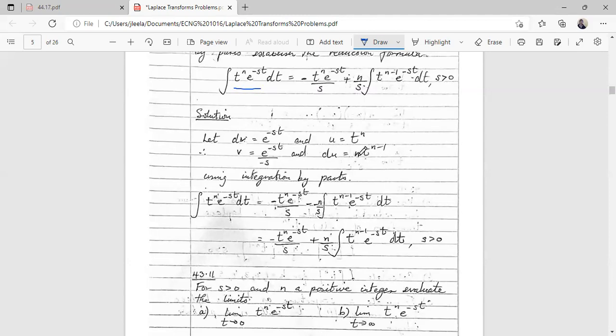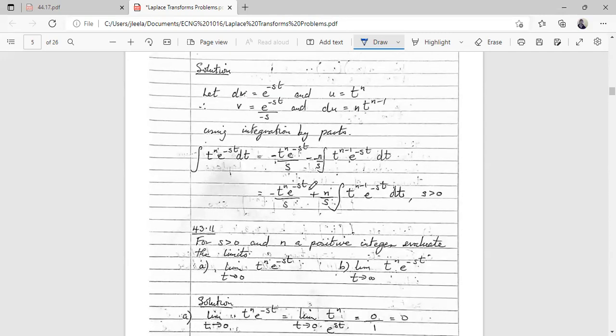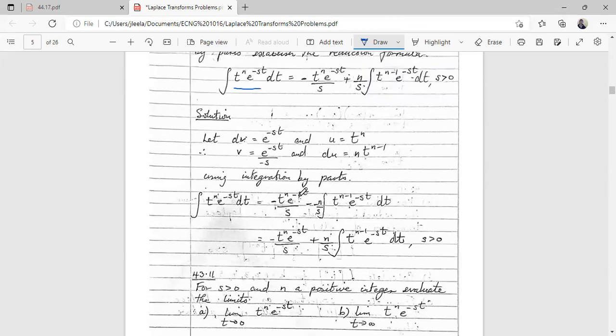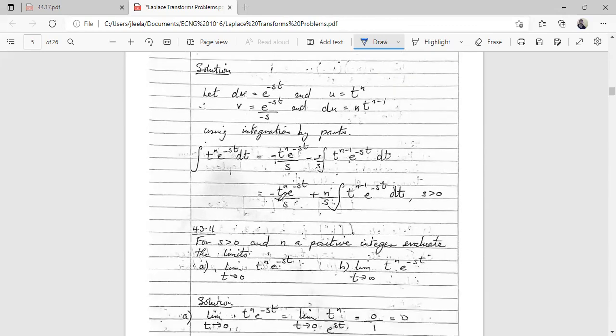So you notice you'll get n t to the n minus 1 e to the minus st over s, and you pull the negative, so a negative will give you a positive. And then of course you could factor out the n and the s, because the integral has nothing to do with the n and the s. You treat those as constants. The integral is with respect to t. So you would have under the indefinite integral t to the n minus 1 e to the minus st dt for s greater than 0. So this is the result here. Right? So you could show it in just 2 steps.